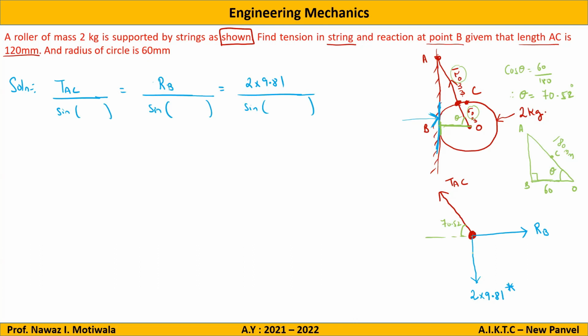TAC divided by sine of angle between other two forces. तो ये एंगल कितना है? सीधा सीधा दिख रहा है. 90 degree. It is 90 degree. So sine of 90. Okay, चलो next.